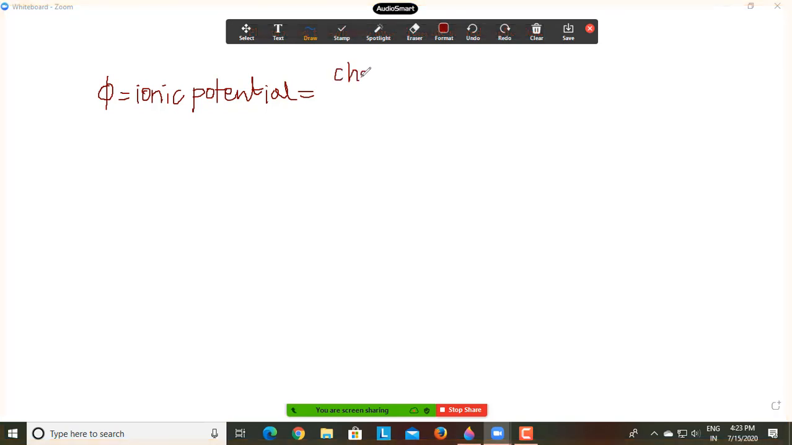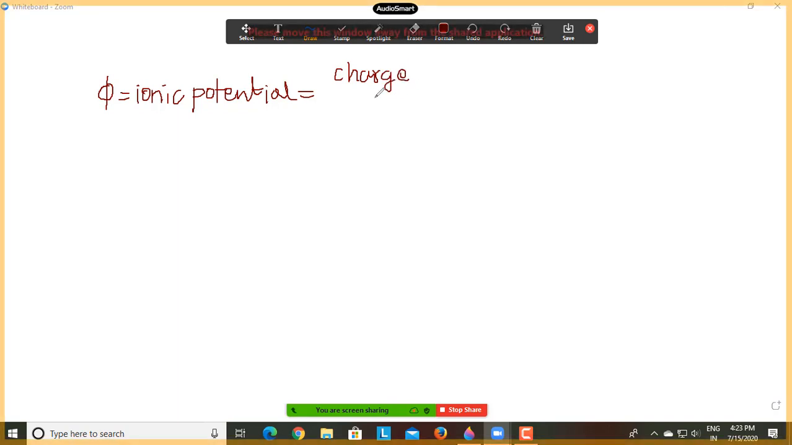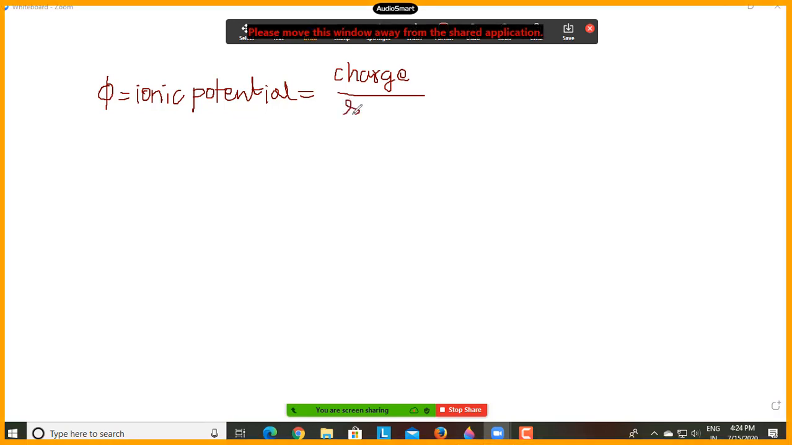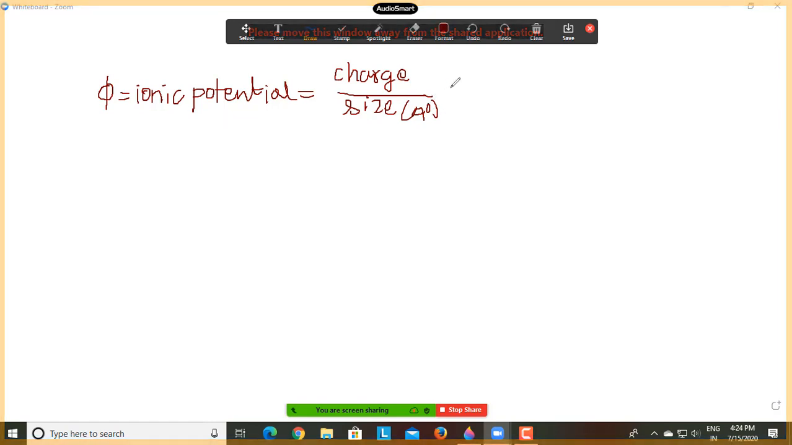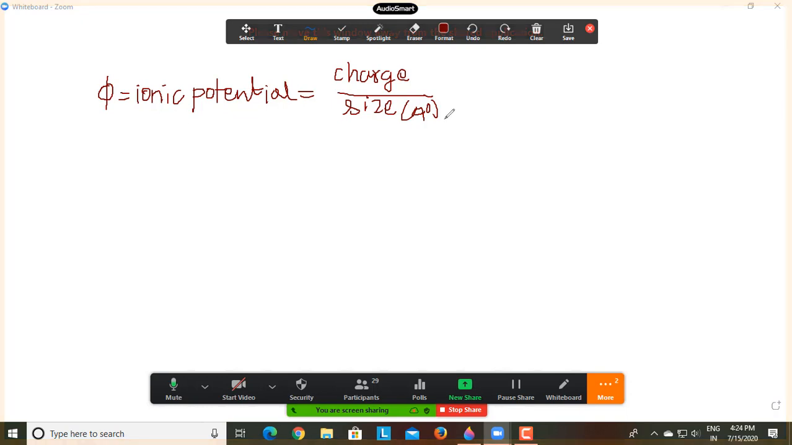So charge by size. Yes, charge by radius you can take. Size is radius. Charge of cation. What is the charge? Maybe 1, 2, 3, 4, etc. Charge by size. Size I am writing radius. Size you write or radius you write, whatever. And size you take in angstrom. Charge plus 2, plus 3, plus 1, plus 4, like that. This is called ionic potential. And you calculate ionic potential.